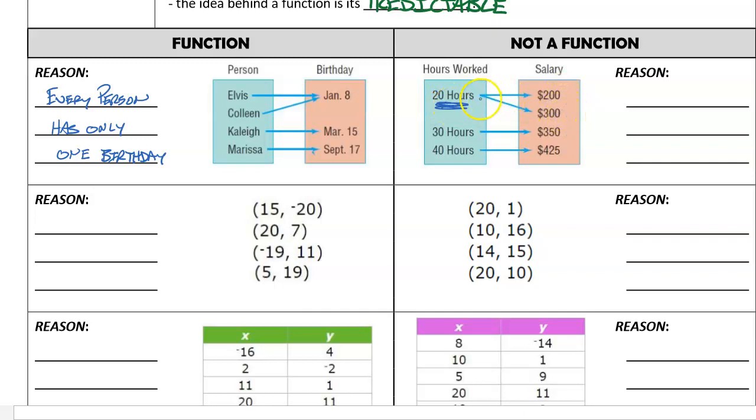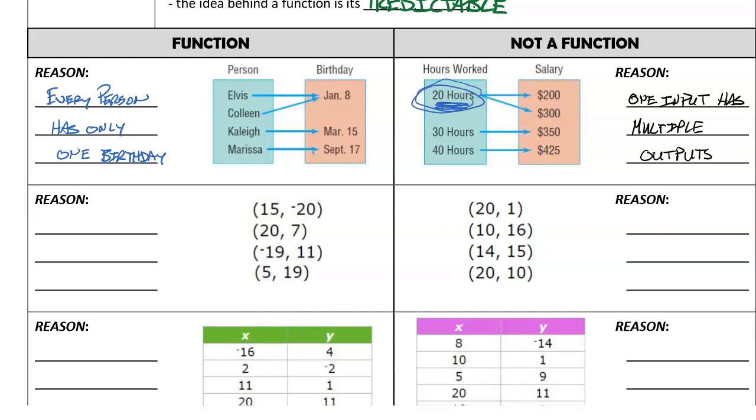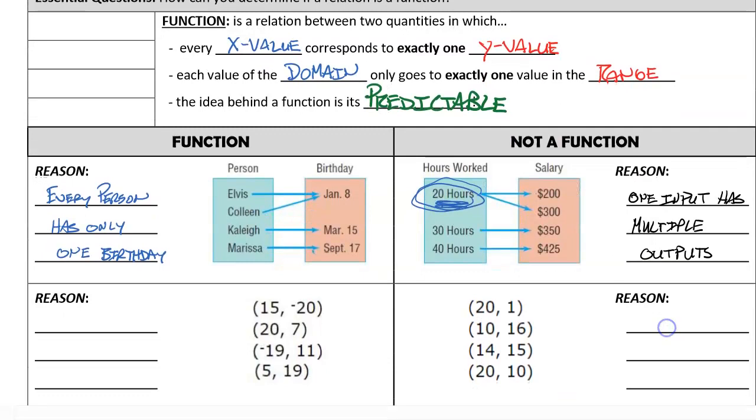If we're doing the same job, it doesn't make any sense that this one input should go to two output values. So the reason it's not a function is we see that one input, or hours worked, has multiple outputs, and that would be $200 and $300. A function is predictable. We should be able to predictably say this input goes to exactly this output.